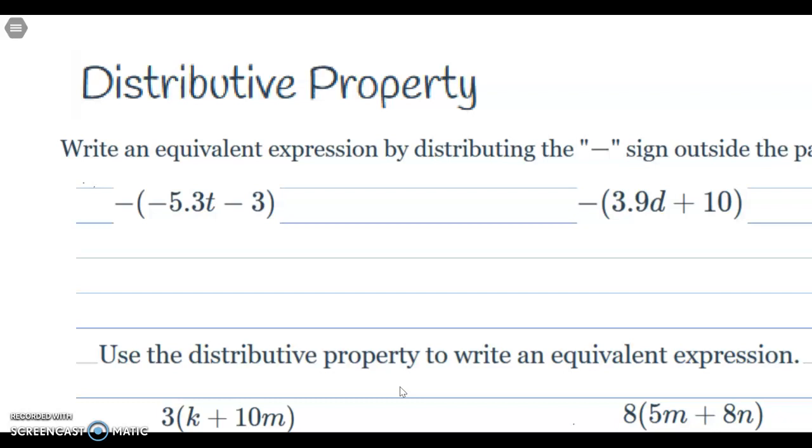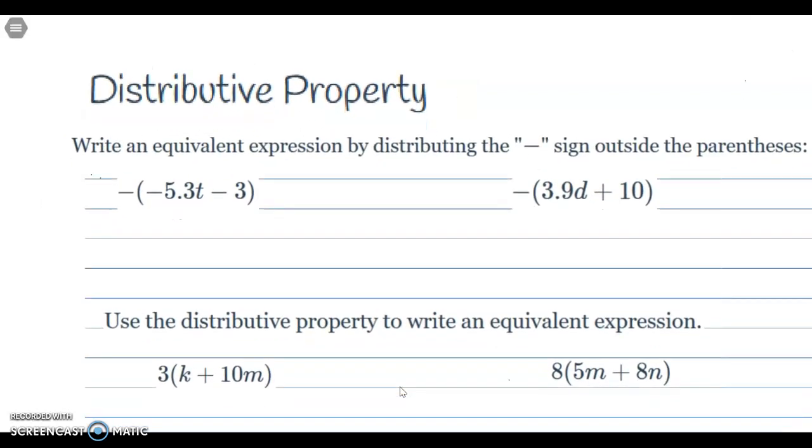So this first part says to write an equivalent expression by distributing the negative sign outside the parentheses, okay? Now you've got a negative sign outside of the parentheses, and it's a lot easier if you consider it as a negative one on the outside. You distribute that negative one times all of the terms inside the parentheses that it's being multiplied to. Really, the negative times the negative is going to get you a positive.